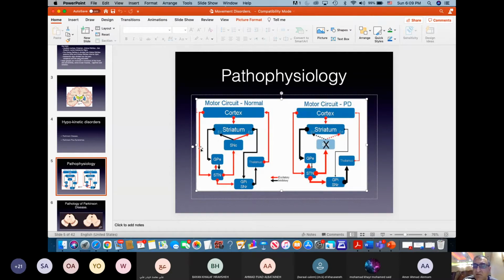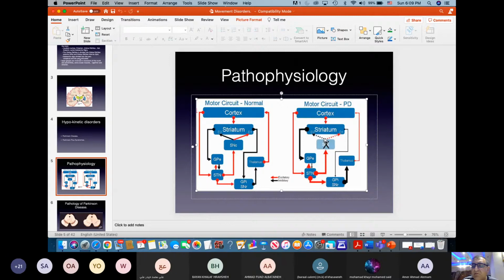Now, the net effect of the direct and indirect pathway is the stimulation of the cortex. So let's take the direct pathway, for example. So substantia nigra compacta secretes dopamine that attaches to the D1 receptor in the striatum, and it stimulates the striatum. Now, the striatum inhibits the globus pallidus interna and substantia nigra reticulata. That inhibits the thalamus. So inhibition of the inhibition is a stimulation. So the net effect is stimulation of the thalamus, which in turn stimulates the cortex and facilitates movement. The same token applies to the indirect pathway, but it's a different pathway.